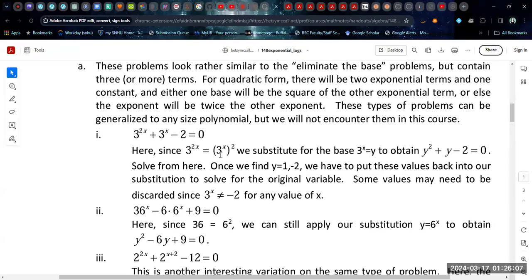So since this first term is 3 to the x squared, that becomes our substitution variable squared. And the middle term is just our substitution variable minus 2.